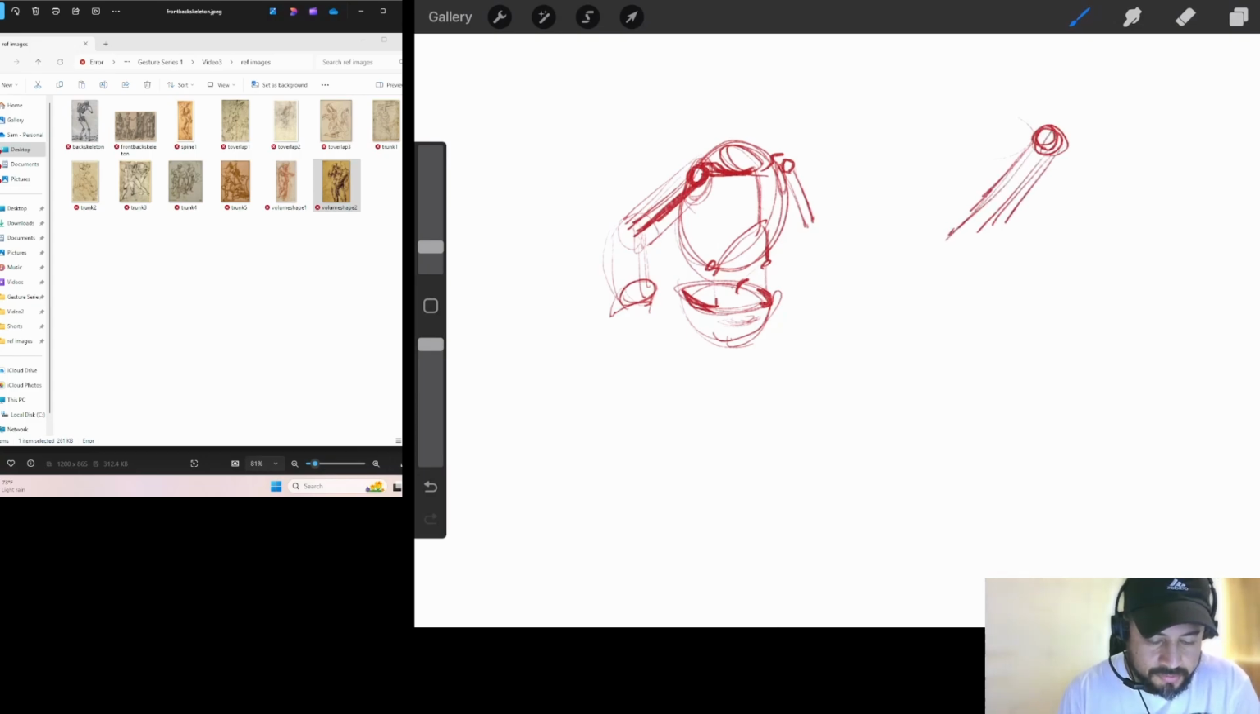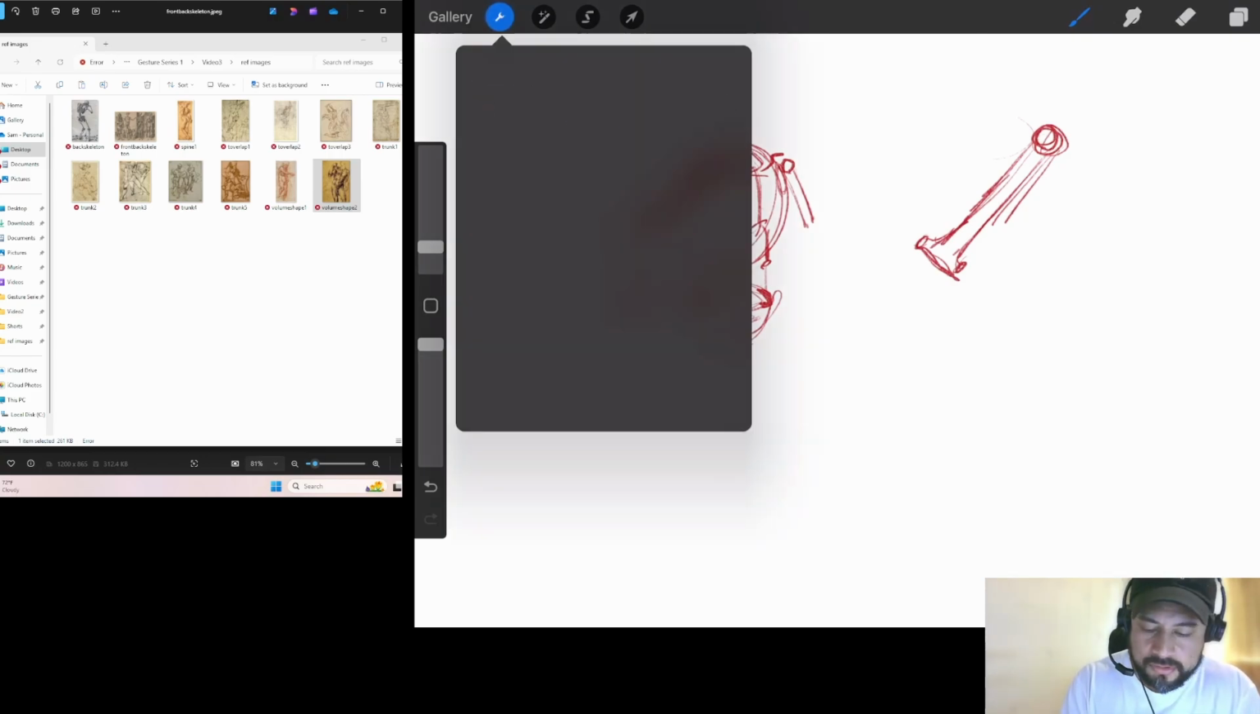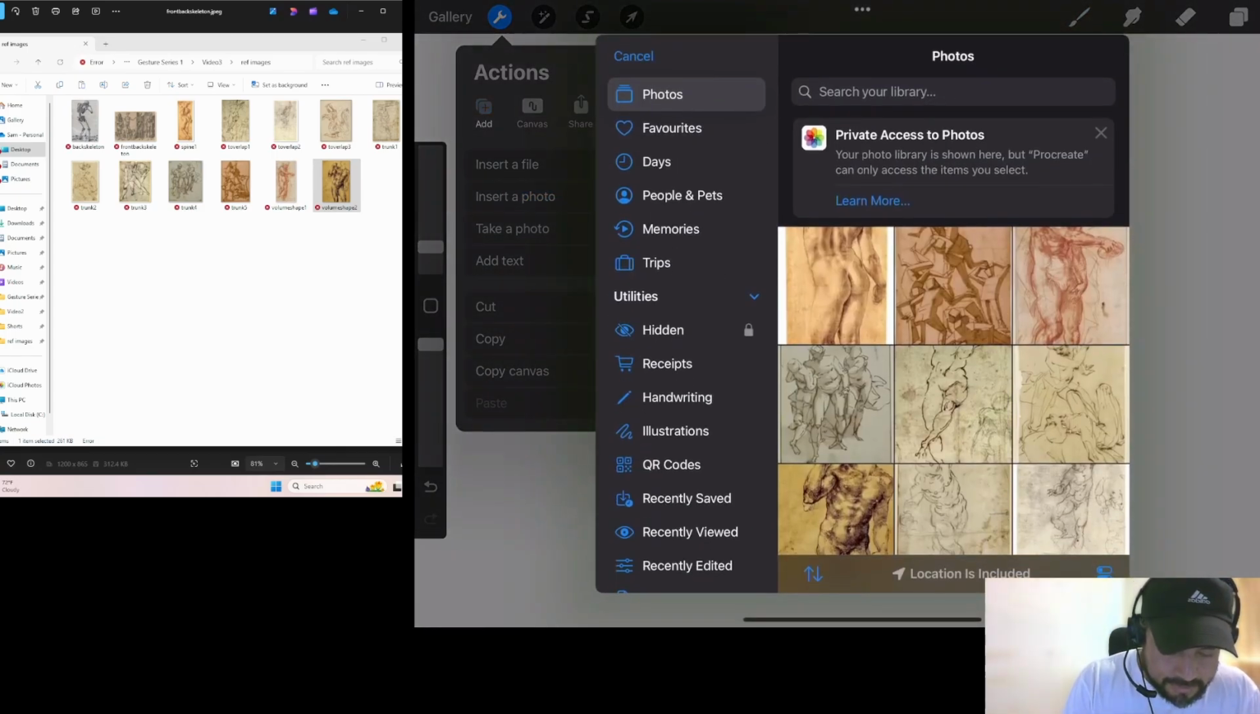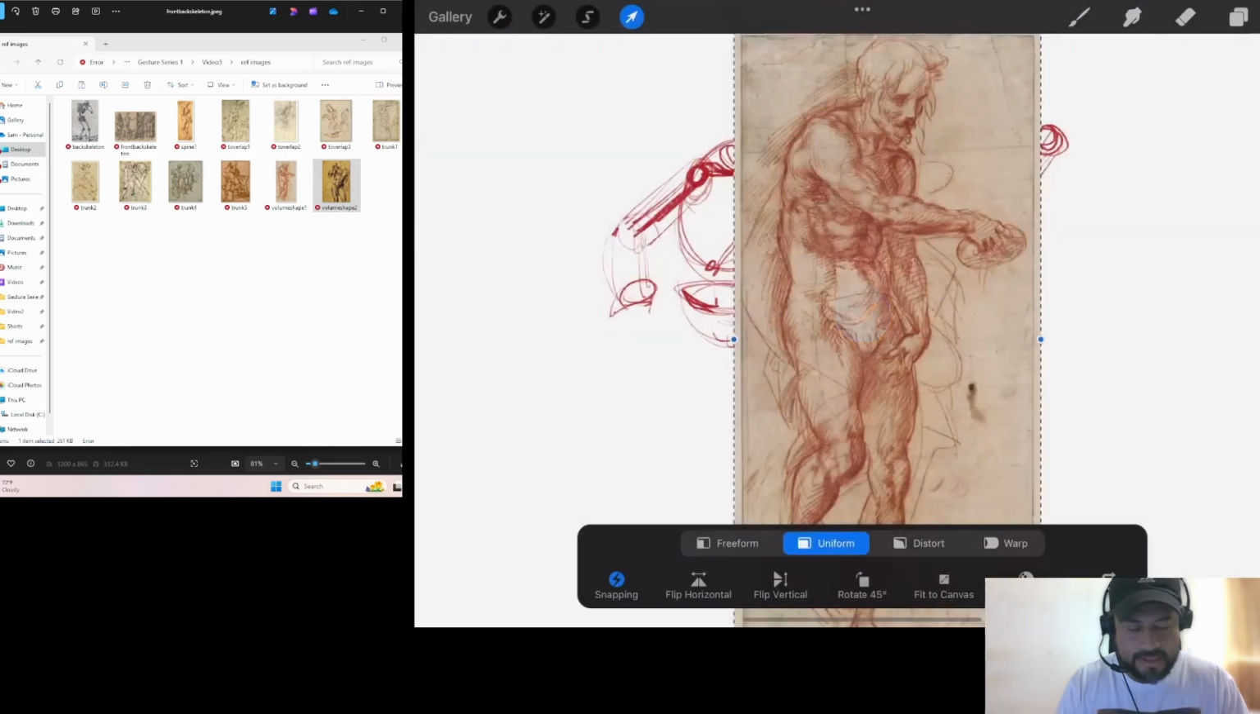You've got the bone that the muscles connect to, and the bone is shaped like a mallet at the end. So I'll show you an example of what I look out for when I'm drawing the arm. Insert a photo, let's see. Okay, so we've got this example here.